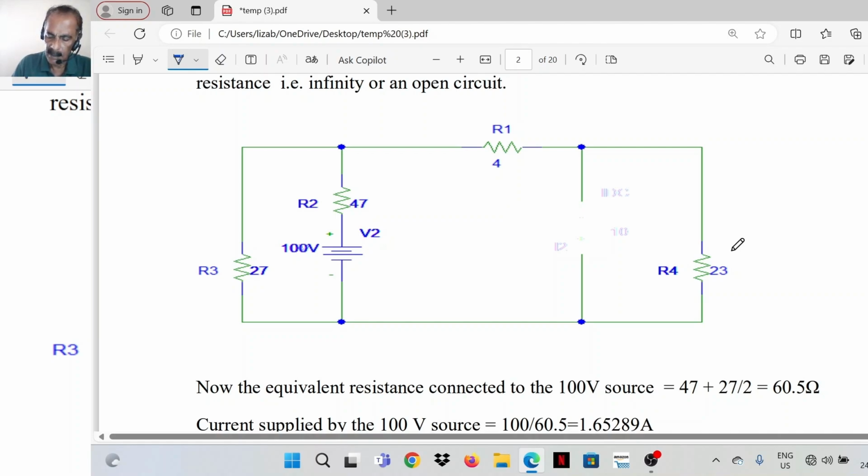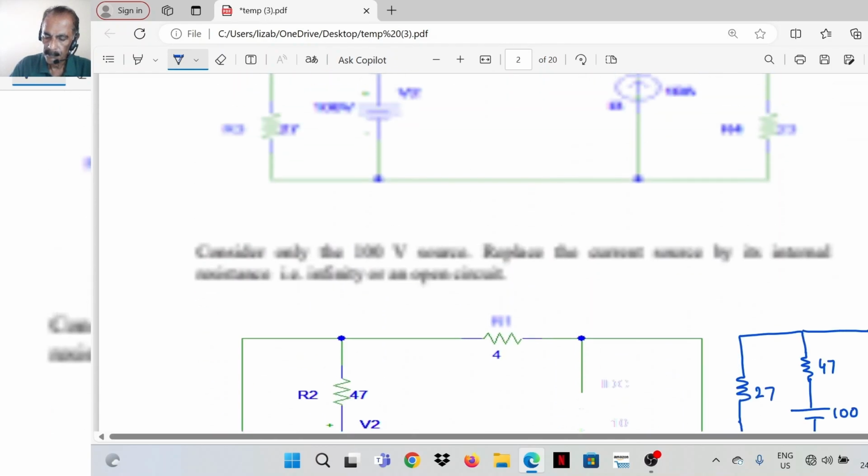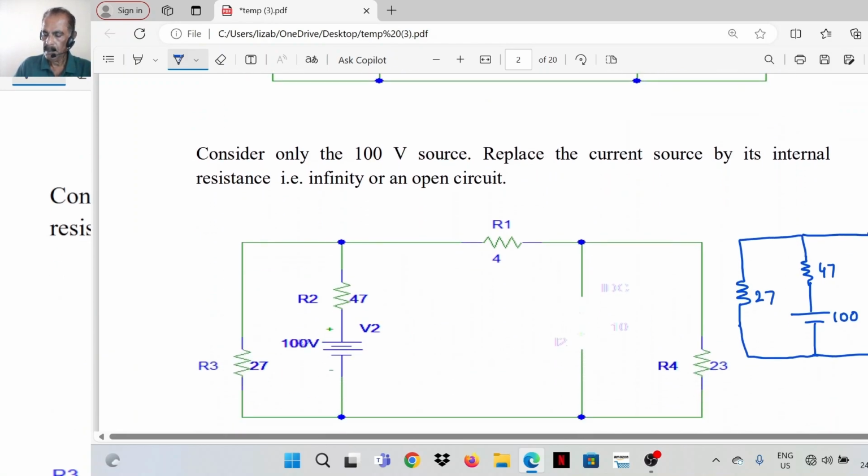That means the circuit will become like this, a 100-volt source. Then here a resistor 47 ohms. Here 27 ohm resistor. On the right side R1 plus R4, that is the total resistance. That is 23 plus 4. That is 27 ohms.